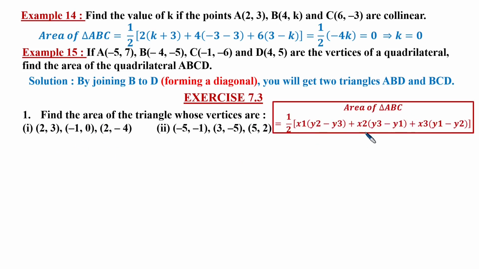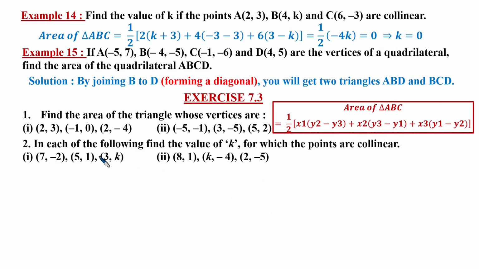Again, use this formula. I am not going to repeat it, since they have repeated the same thing many times in your textbook. In each of the following, find the value of k for which the points are collinear. That means you find the area of the triangle, equate it to 0, and find k as we have done here. Similarly, this one also, as we have done here. Here I have written area of a triangle equal to 0 for 3 collinear points. So you equate the area to 0 and find the value of k.